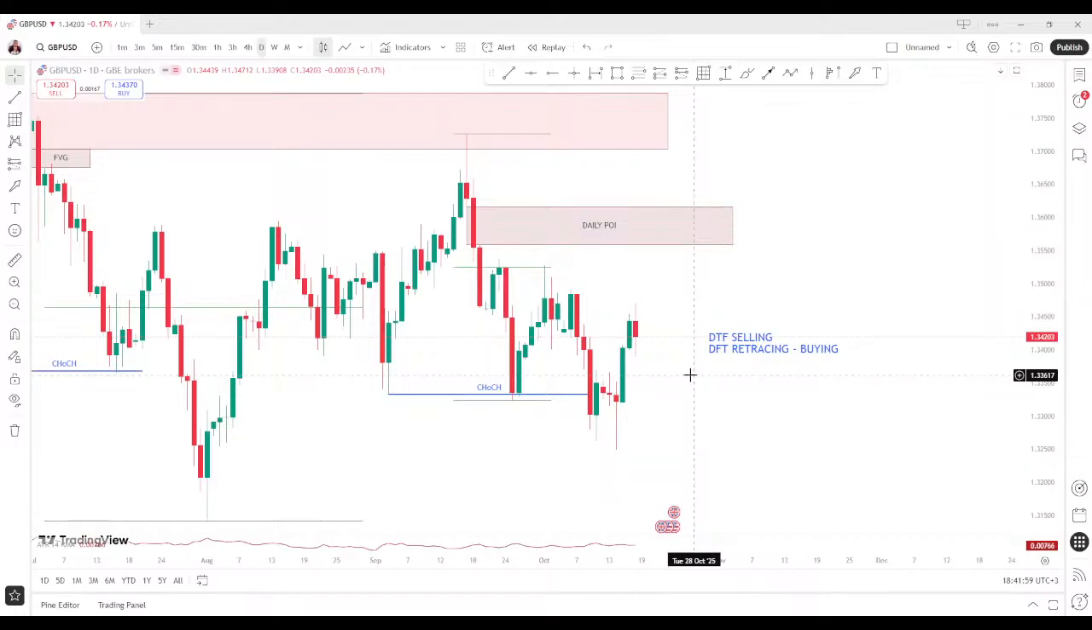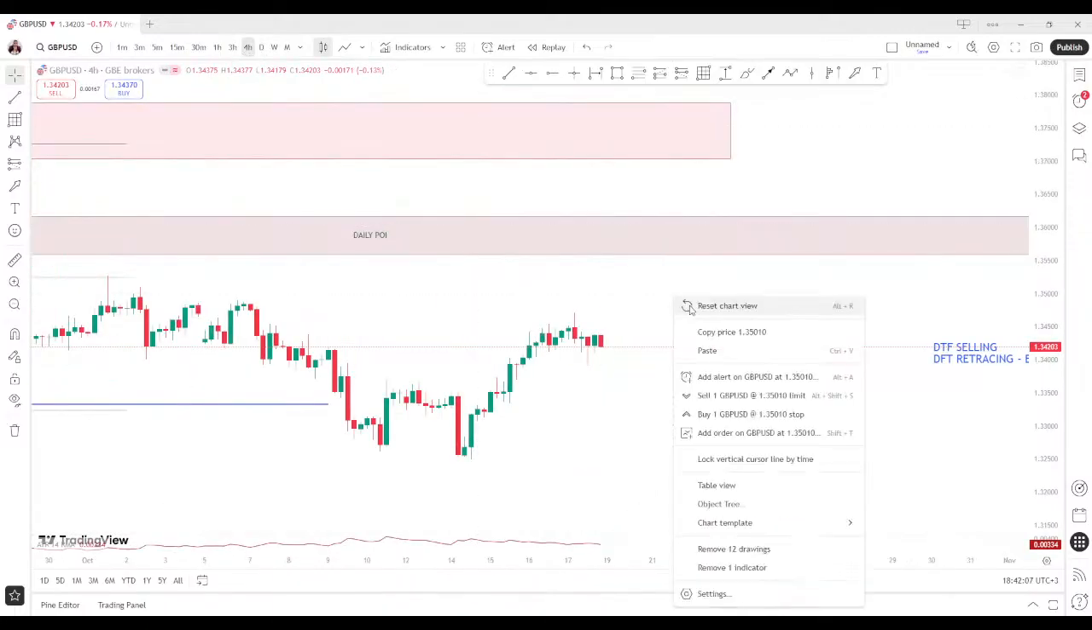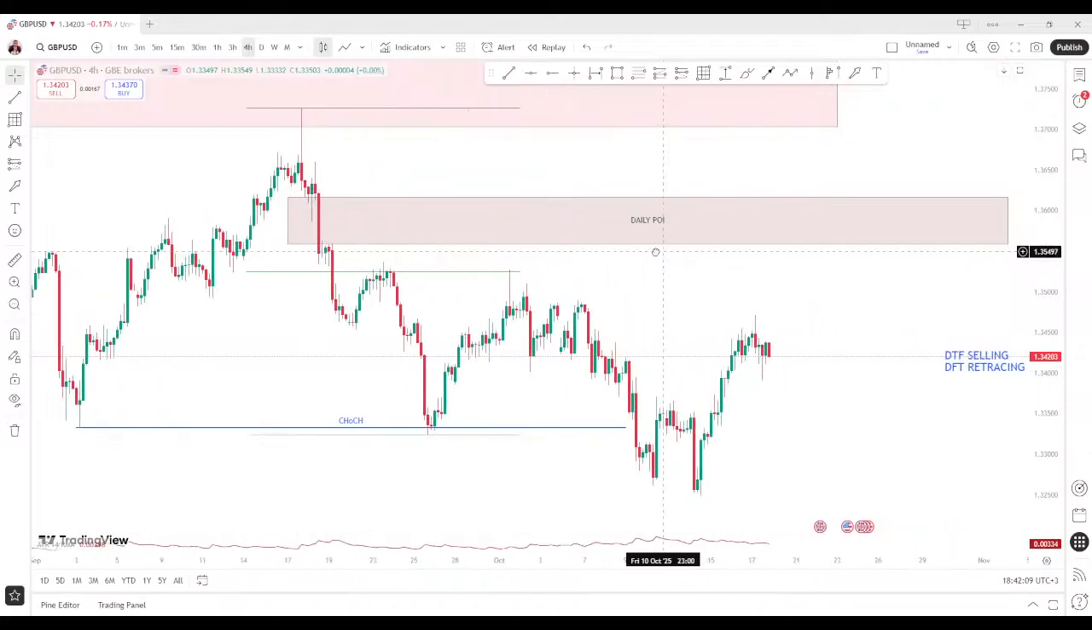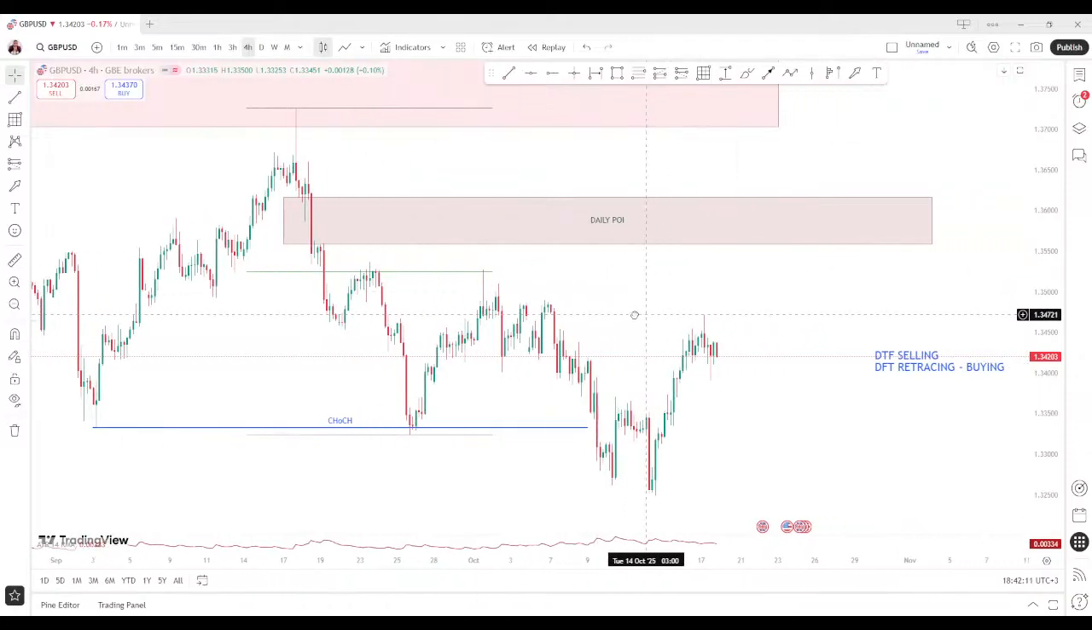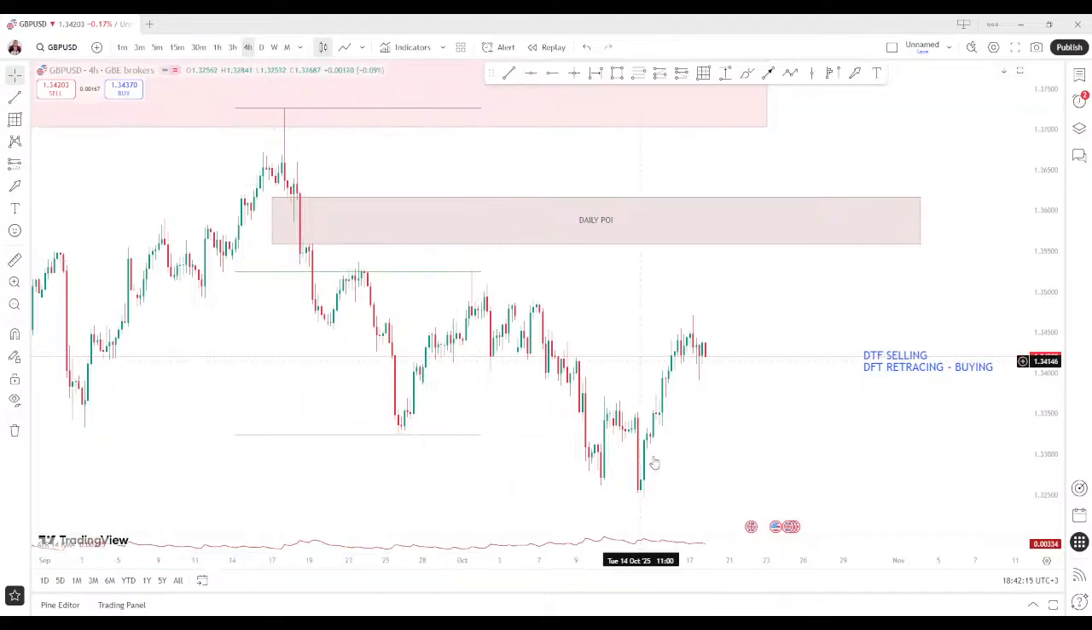So we move from there, and then we go to the 4 hours. We go to the 4 hours. Now look at this. I think I can remove that one.